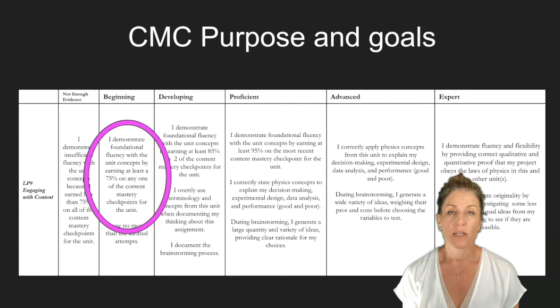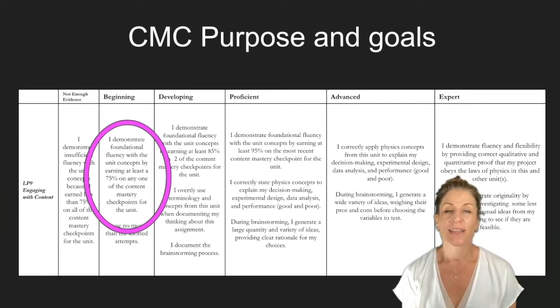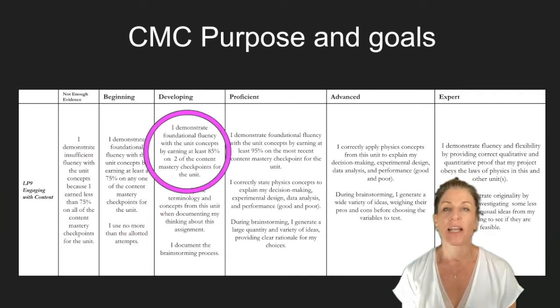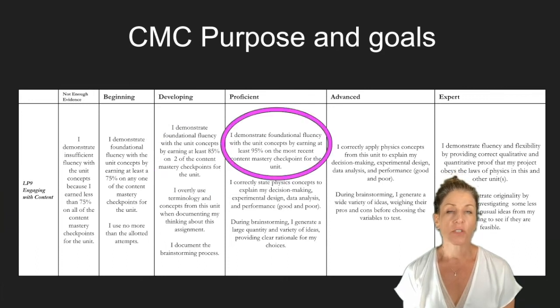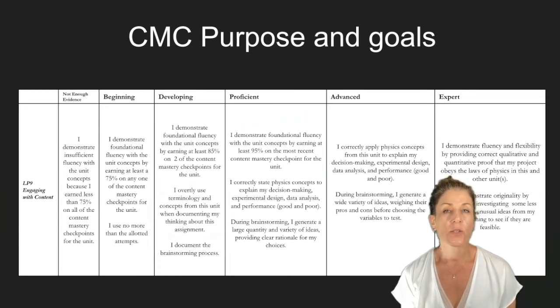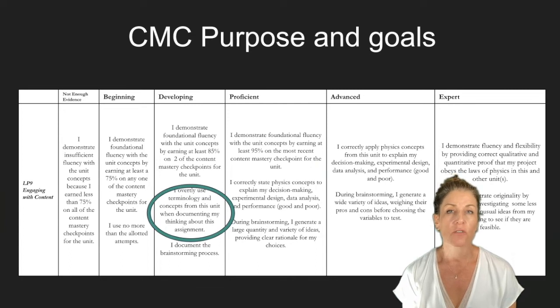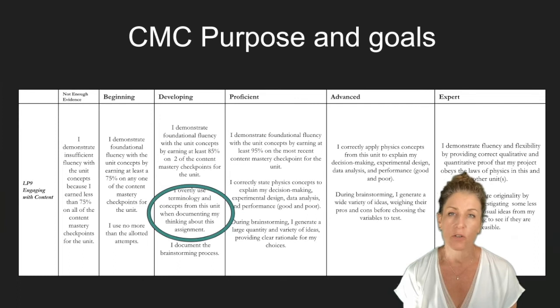The first 3 levels address content knowledge. For beginning, you must earn at least 75% on any one of the content mastery checkpoints for this unit. Remember, there are 5. For developing, you have to earn at least 85% on any 2 of the content mastery checkpoints for this unit. For proficient, you must earn at least 95% on the most recent of the content mastery checkpoints for this unit. Also at the developing level, students are required to use terminology and context in their project, although it may not all be correct yet.